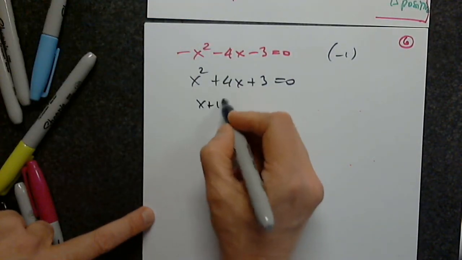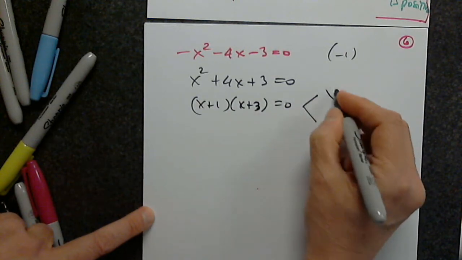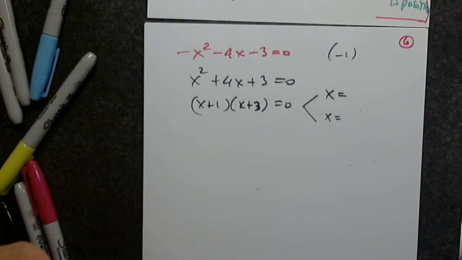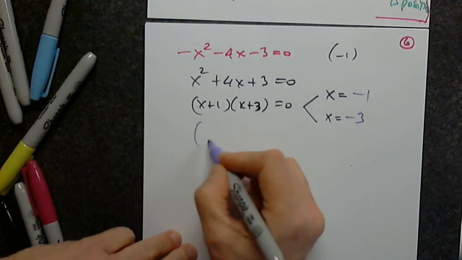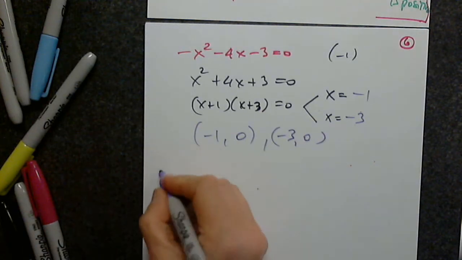So I will factor into x plus 1 and x plus 3. And I find 2 x-intercepts. And those x-intercepts are, excellent, thank you, Michelle, -1, 0 and -3, 0. Excellent. Number 5.